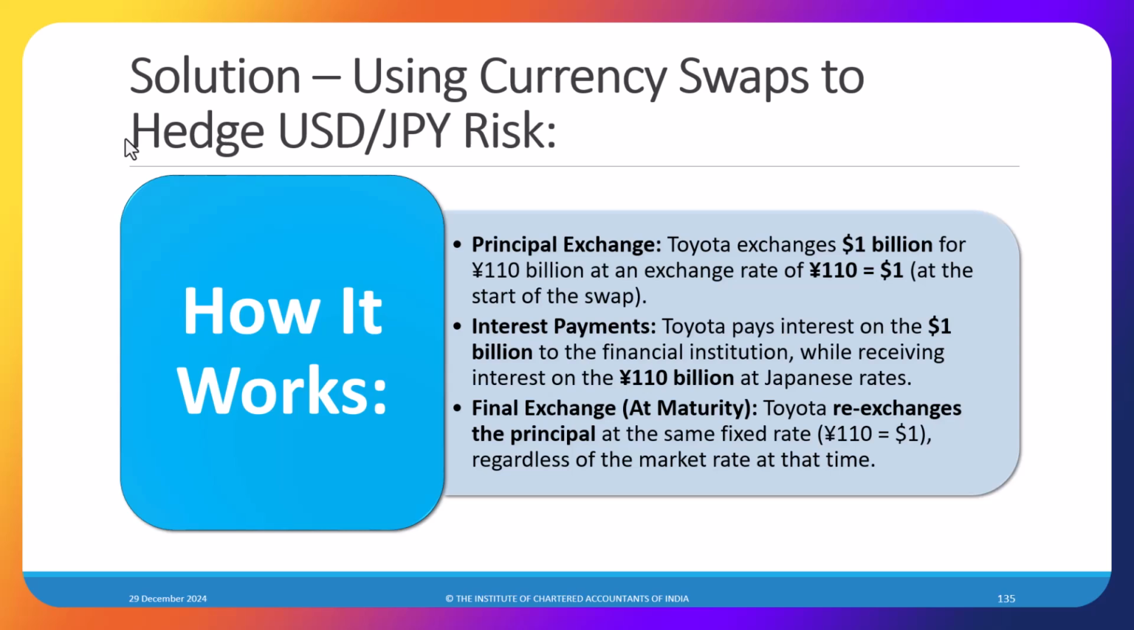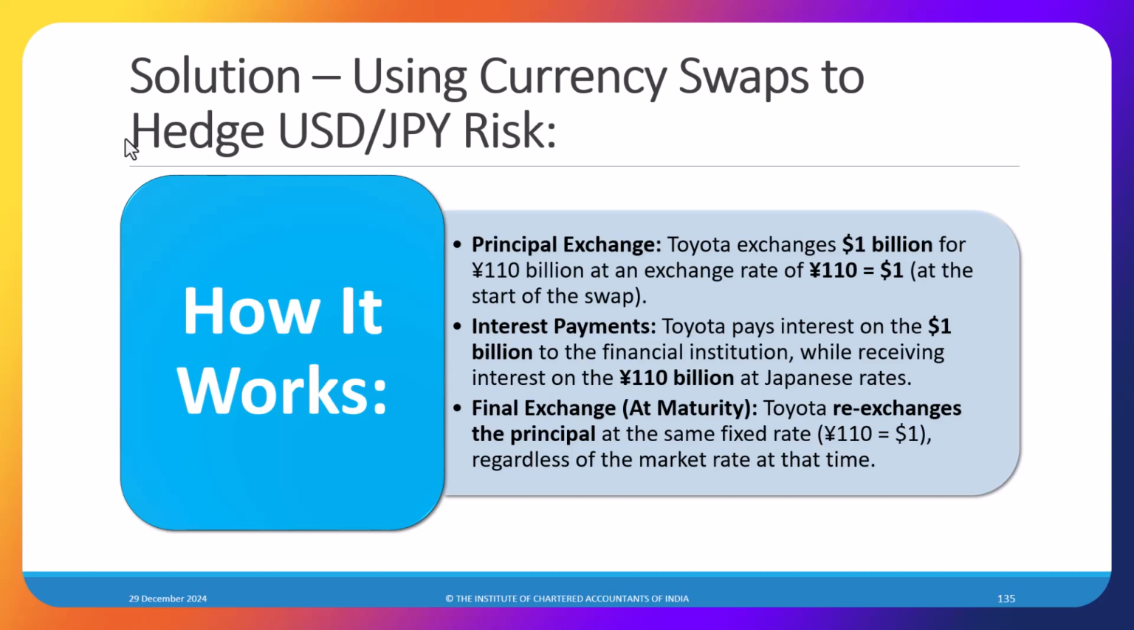Fixed exchange rate at maturity, final exchange rate at maturity. Toyota re-exchanges the principal at the same fixed rate regardless of the market rate at that time. They say after 5 years we are going to give you back $1 billion, the rate will be the same 110, not the current rate, whatever it has become. So what they have done, they have entered into a swap agreement.